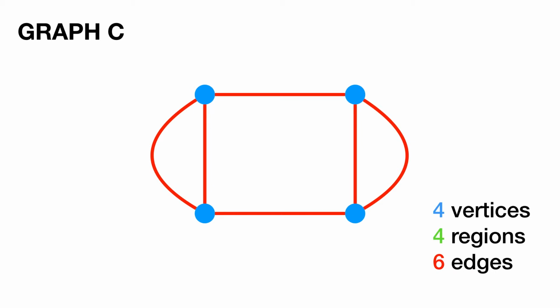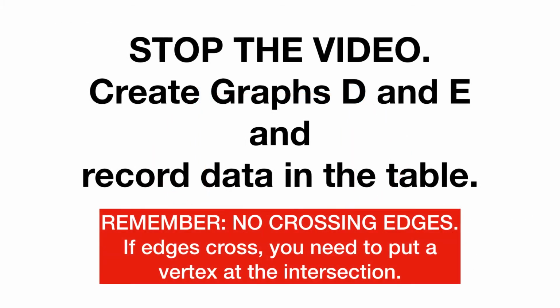Now I need to count and record the number of edges for the graph. In this case, we see that there are 6 edges to the graph. Your turn. Stop the video, create graph D and graph E, recording missing data in the table. Don't forget about avoiding those pesky crossing edges.